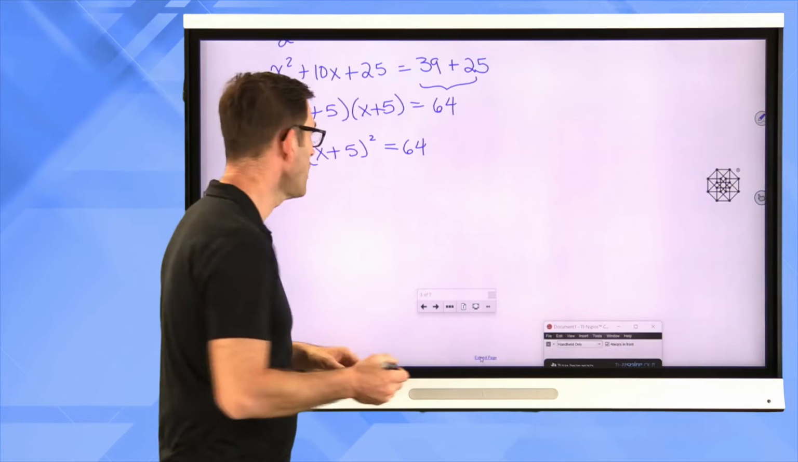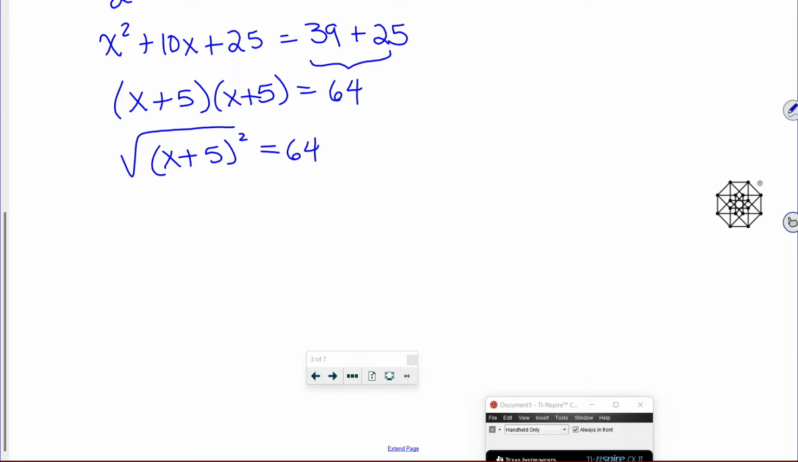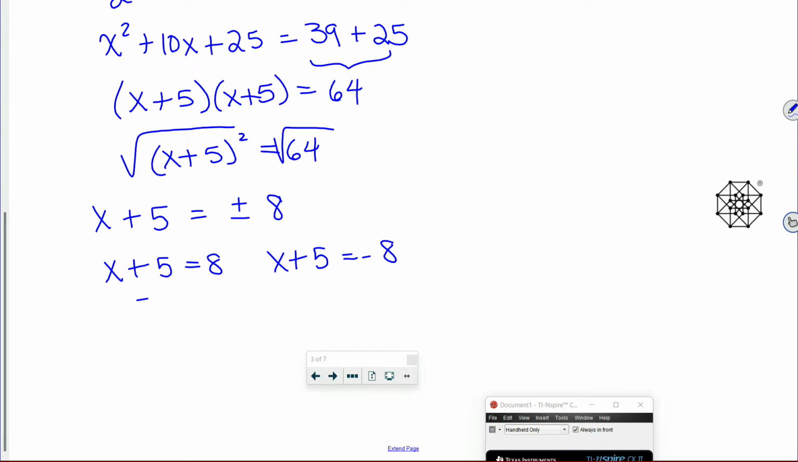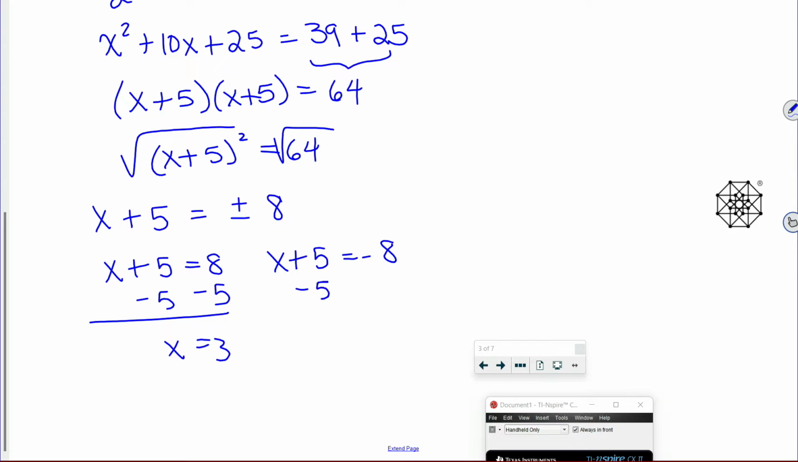But if we wanted to solve this, then what we would do is take the square root of both sides, and we'd get x plus 5 is equal to plus or minus 8, right? Because the square root of 64 is either a positive 8 or a negative 8. So I'd get x plus 5 is equal to 8, and x plus 5 is equal to negative 8. Subtract a 5 from both sides, and I'll get x is equal to 3. In this case, subtract a 5 from both sides, and I'll get x is equal to negative 13.